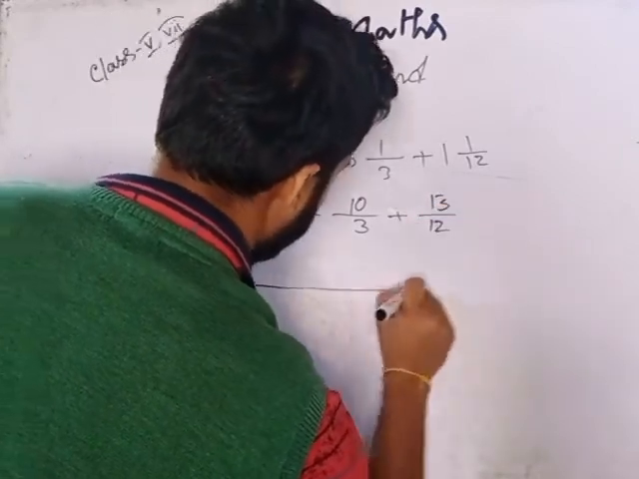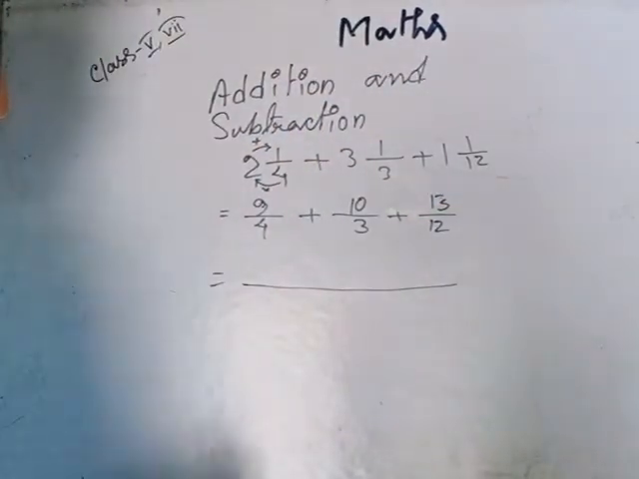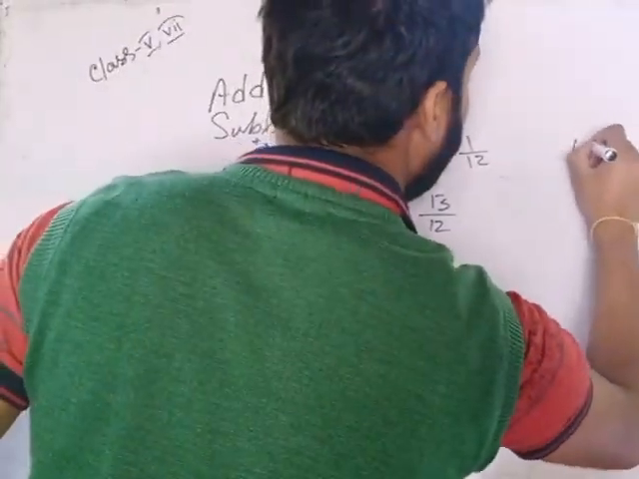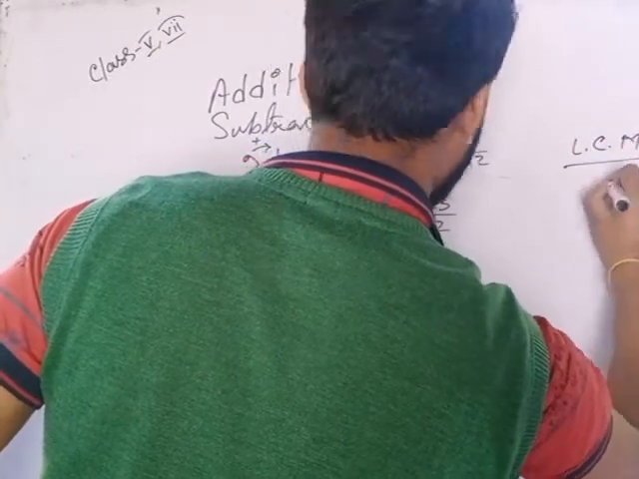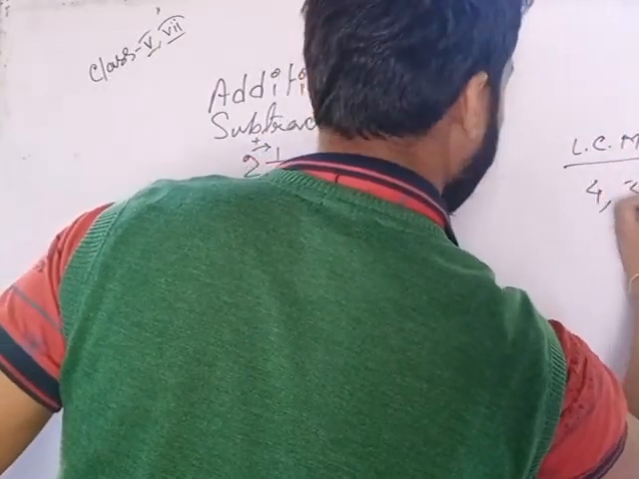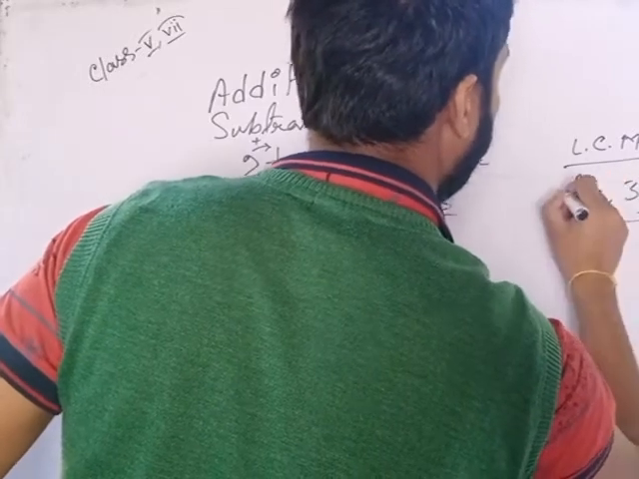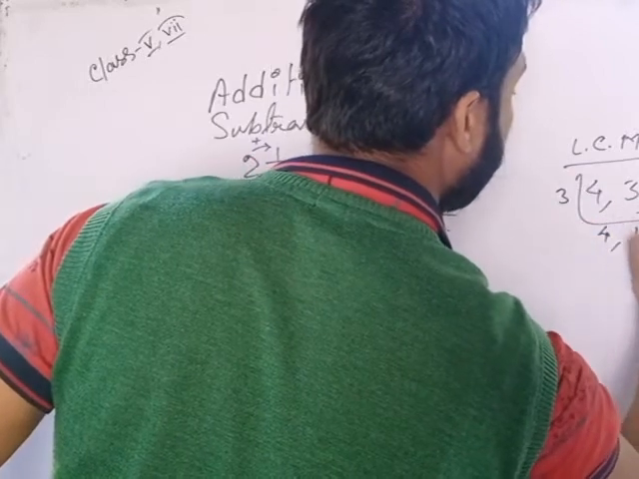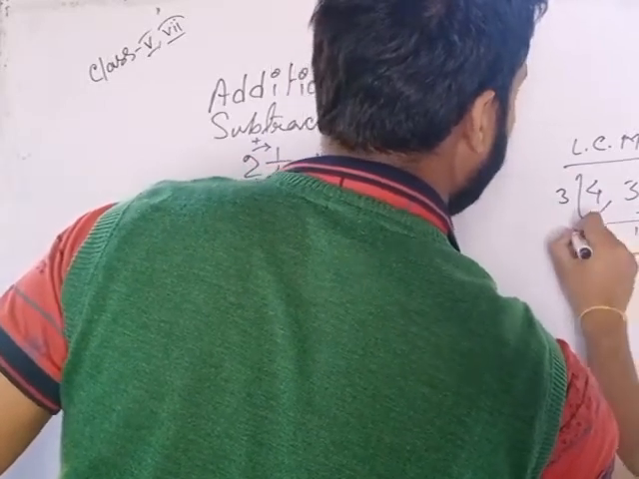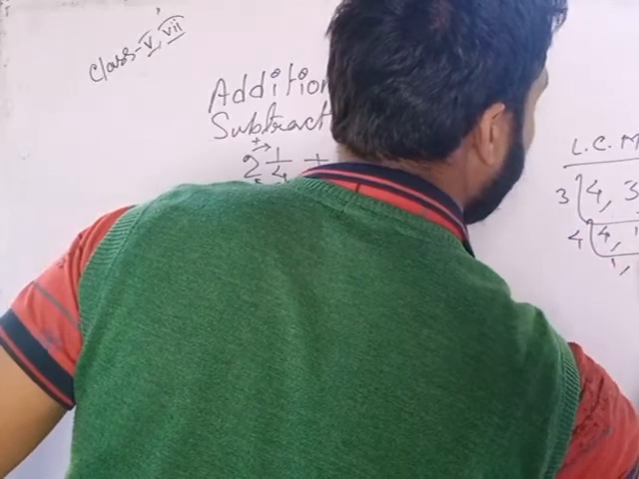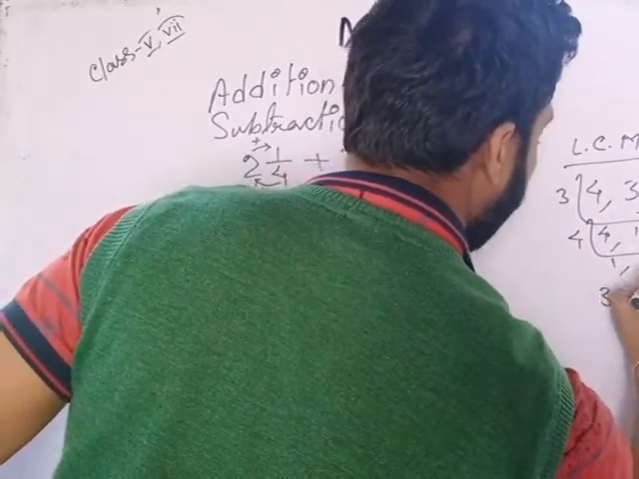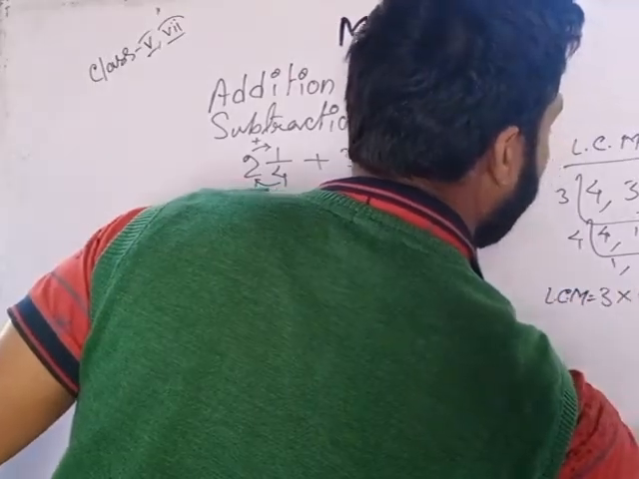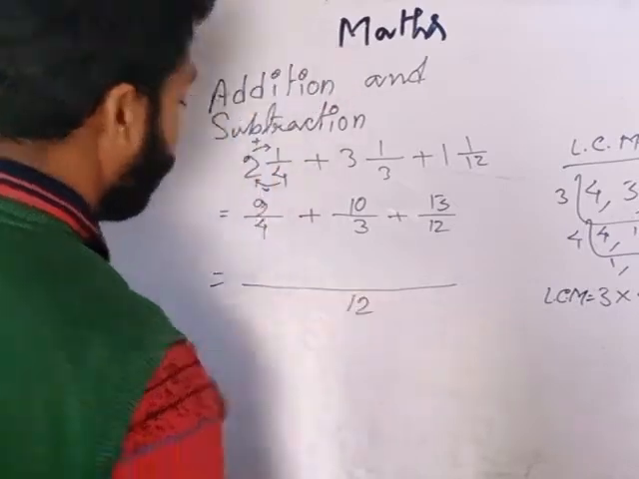At first, we should draw the line as a denominator and numerator. We should find out the LCM of the denominators: 4, 3, 12. At first we should do 3 as 4. 3 1s are 3. 3 4s are 12. After that we should go to the next. 4 1s are 4. 4 1s are 4. That means my LCM is 12. So we should write here 12.